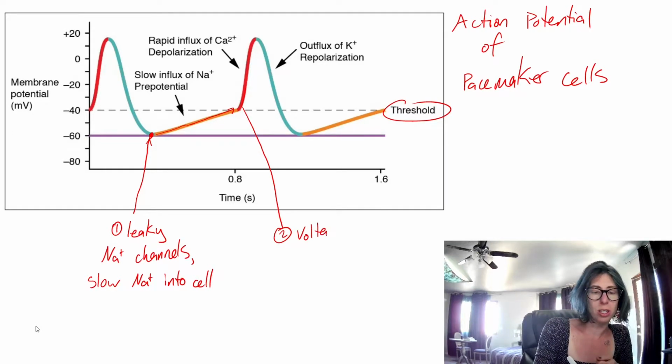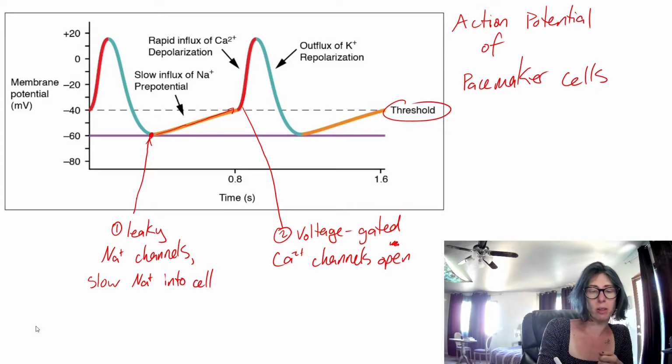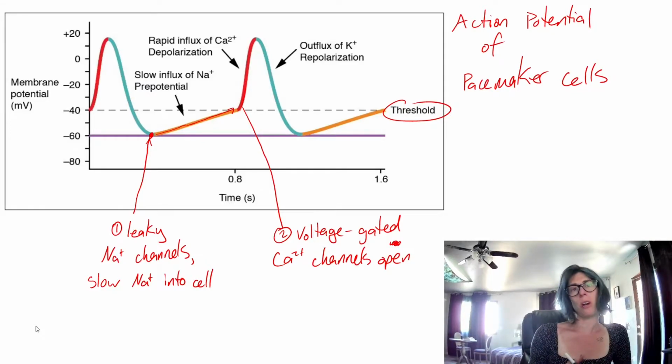Voltage gated calcium channels open. Sorry, that was an error. Voltage gated channels are channels through the cell membrane that open or shut in response to membrane potential or in response to the electrochemical charge or electrochemical gradient across the cell membrane.